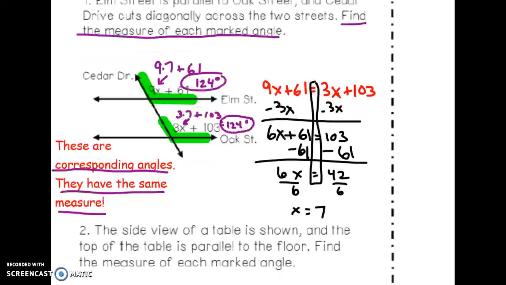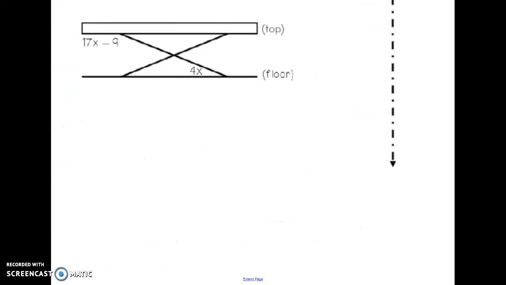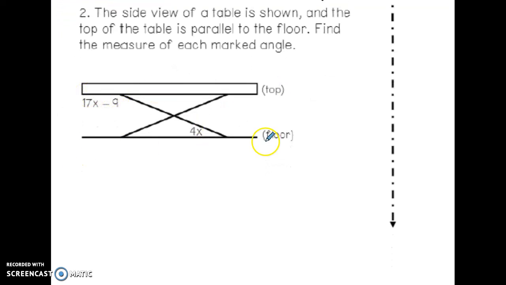Now, not all angular relationships have equal measures. If you take a look at this second example, it talks about the table and how the table is parallel to the floor. And I really like paying attention to this set of angles right here. Unfortunately, they gave us the 4x, but they did not give you this. So one thing that helps is labeling that.